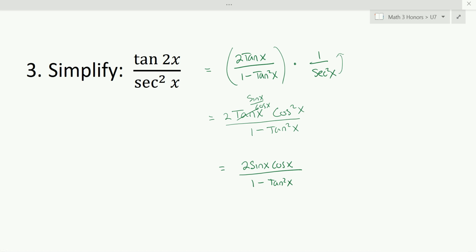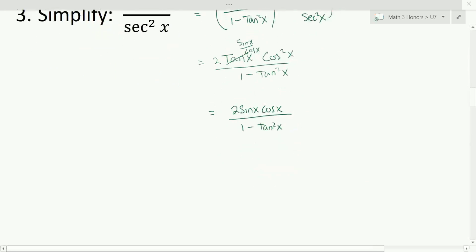Well, we can change tangent squared to sine and cosine too, right? So if you're at a standstill, that would be something to do. So 2 sine x cosine x over 1 minus sine squared over cosine squared. And then we're going to change that 1 over 1 to what over what?